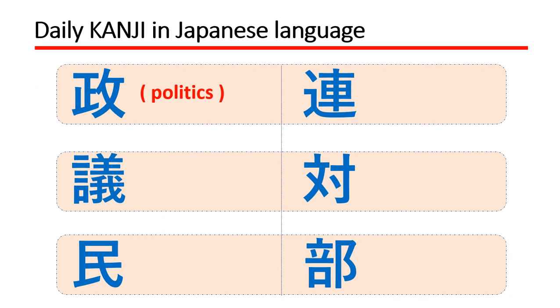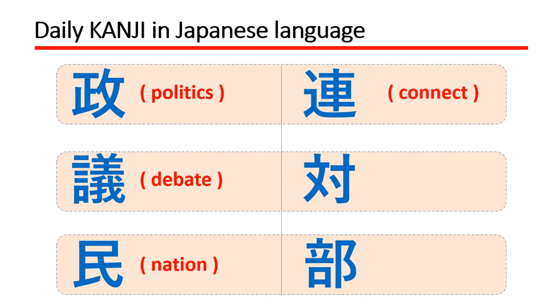The first kanji means politics. The second, debate. The third, nation. The fourth, connect or joy. You have the meaning something like that. If you want to learn Japanese and be good at it, you should know the main meaning of each kanji as you see here. Next we are going to learn how to read them and some samples.